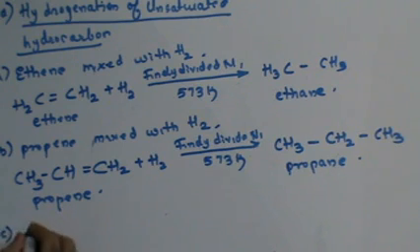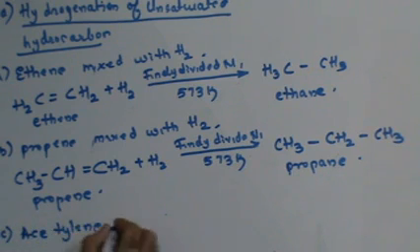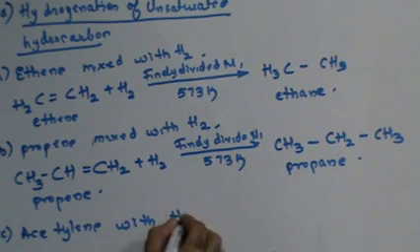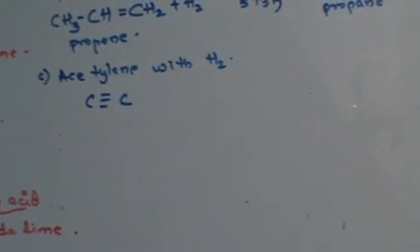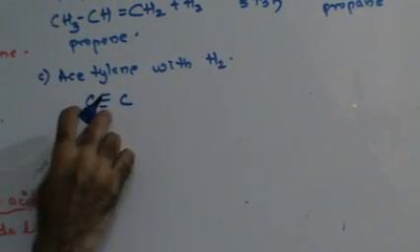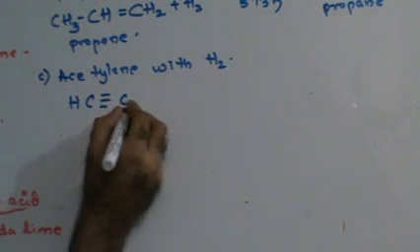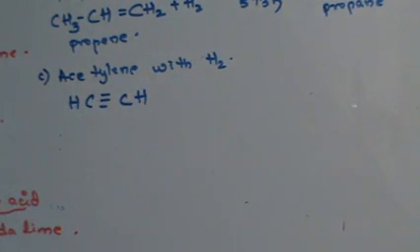What happens when acetylene reacts with hydrogen gas? Acetylene is nothing but ethyne. The common name for ethyne is acetylene. Ethyne means 2 carbon atoms. YNE means there should be a triple bond between carbon and carbon. If there is a triple bond here, that means this carbon has 3 bonds, it will take 1 hydrogen. This carbon has 3 bonds, this will take 1 hydrogen. Right?